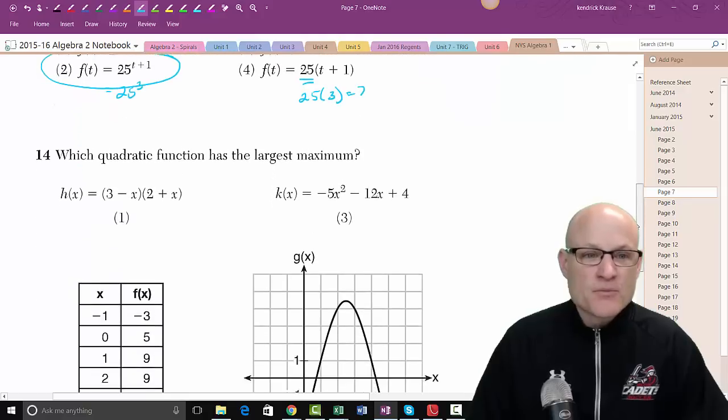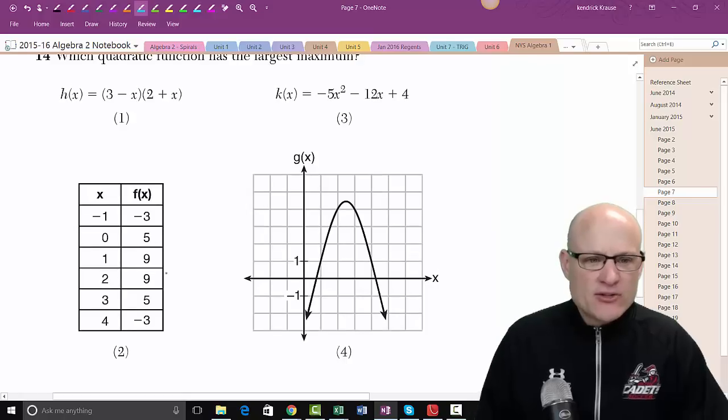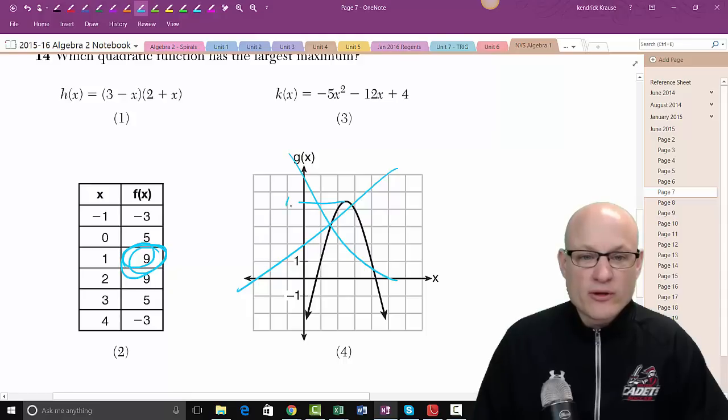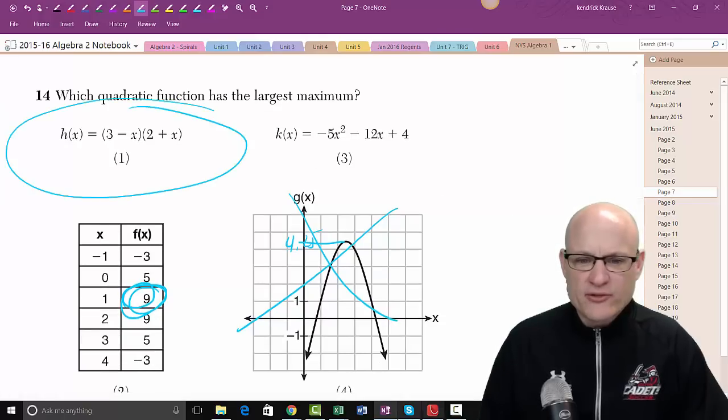That problem's pretty easy. Which quadratic function has the largest maximum? Okay, so the maximum here is going to be 1.5 comma, well actually you would think the largest maximum here is 9. The largest maximum here is 1, 2, who cares? This ain't it. Somewhere around 4, 4.25, 4.5, whatever. So I don't know about these two. These two, I'm going to have to actually graph.